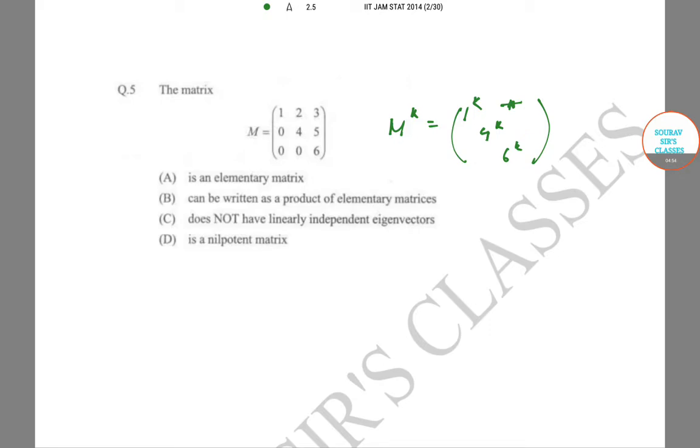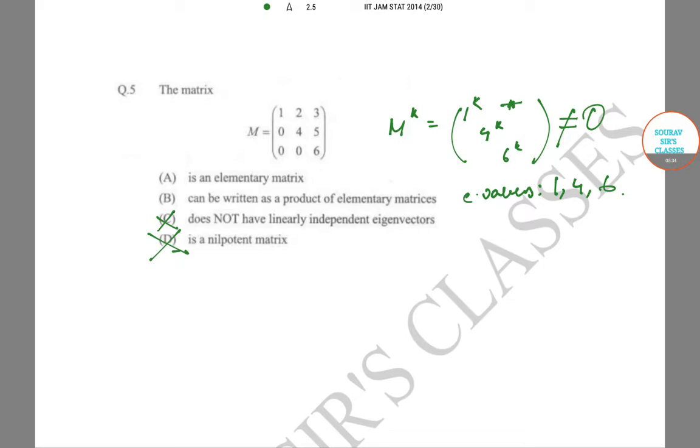It's an upper triangular matrix multiplying an upper triangular matrix. This makes the diagonal entries just scalar powers, so this can never be equal to 0 and hence it is not nilpotent. Now since it is upper triangular, the eigenvalues are 1, 4, 6. There are 3 separate eigenspaces and hence the eigenvectors are definitely linearly independent. Each eigenspace is a one-dimensional space.